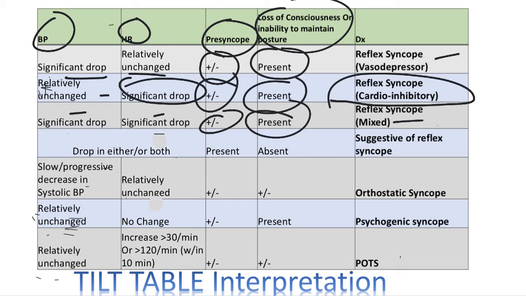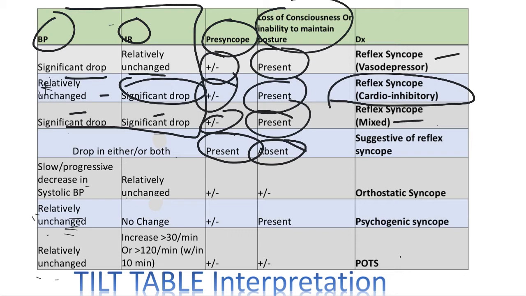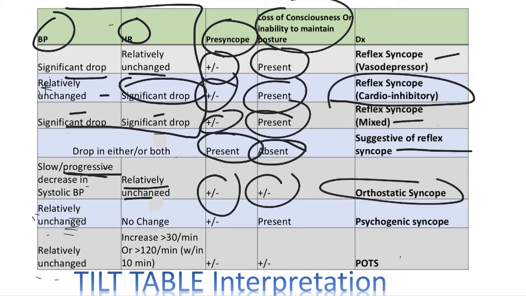Now imagine we went through this same paradigm with all of these blood pressure and heart rate changes, except in this case there must be pre-syncope and there cannot be a loss of consciousness. Then it would be suggestive of reflex syncope but not diagnostic. If there is a progressive decrease in blood pressure, but the heart rate remains relatively unchanged, it may or may not have pre-syncope and may or may not have total loss of consciousness, but you would diagnose orthostatic syncope.